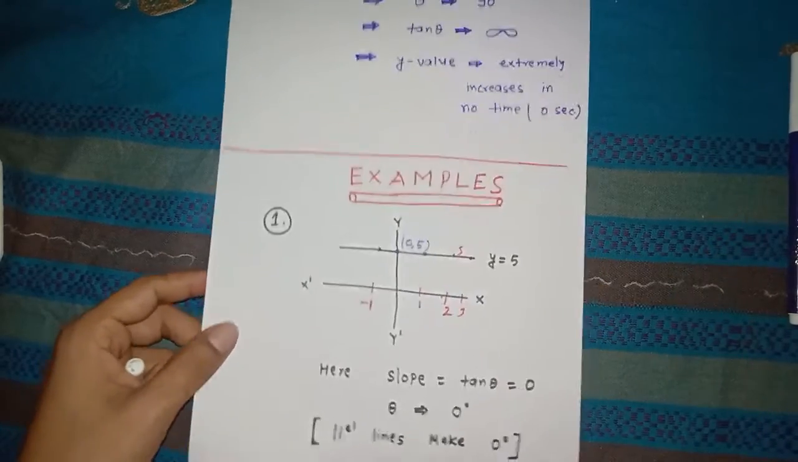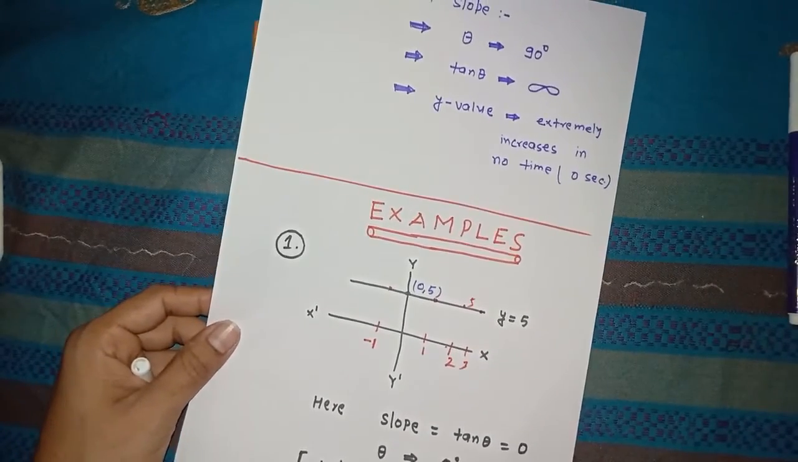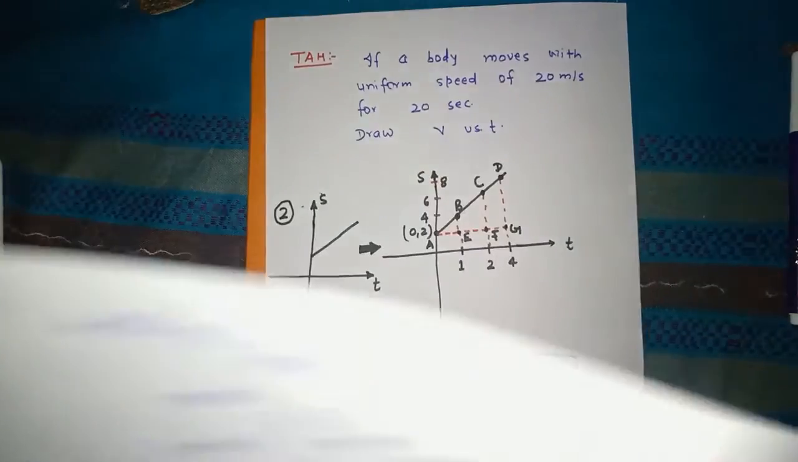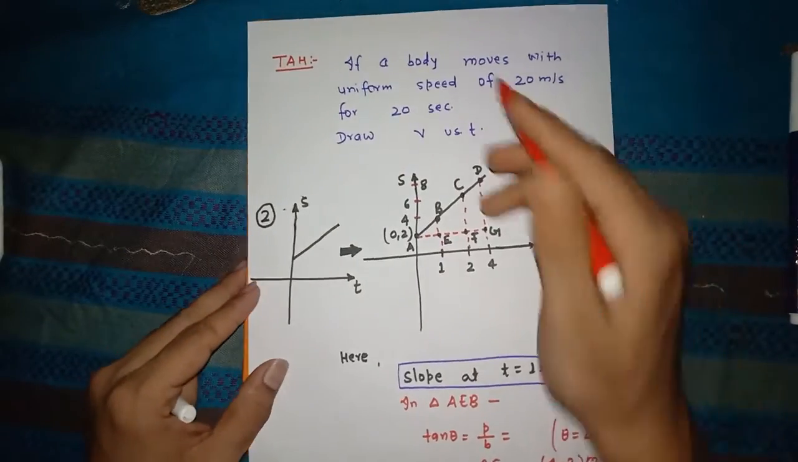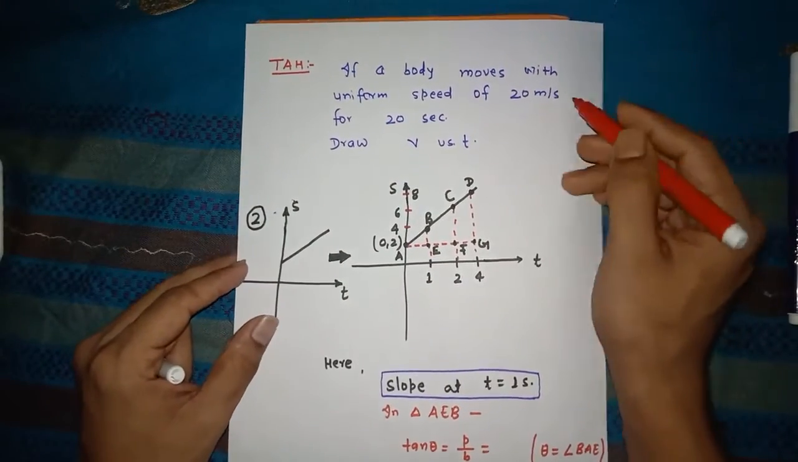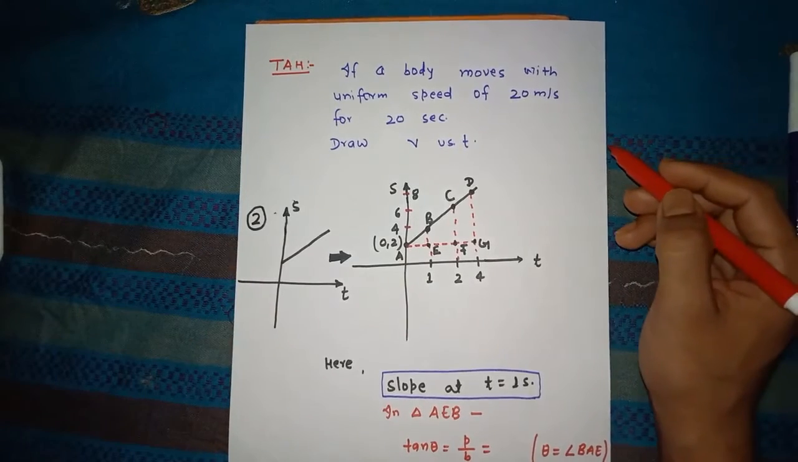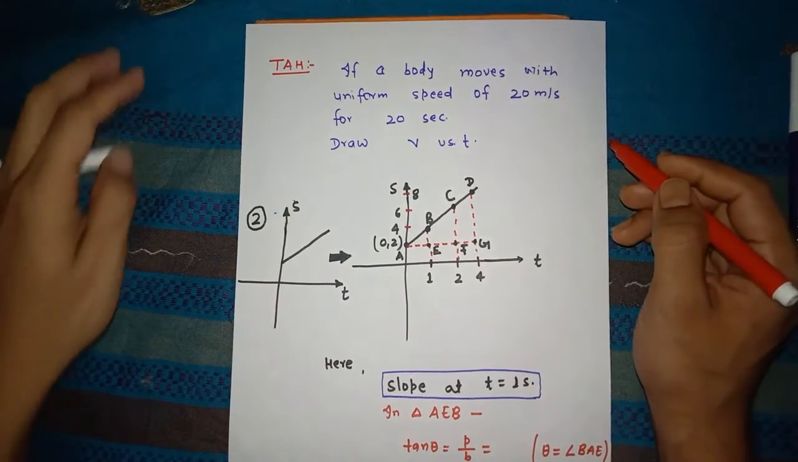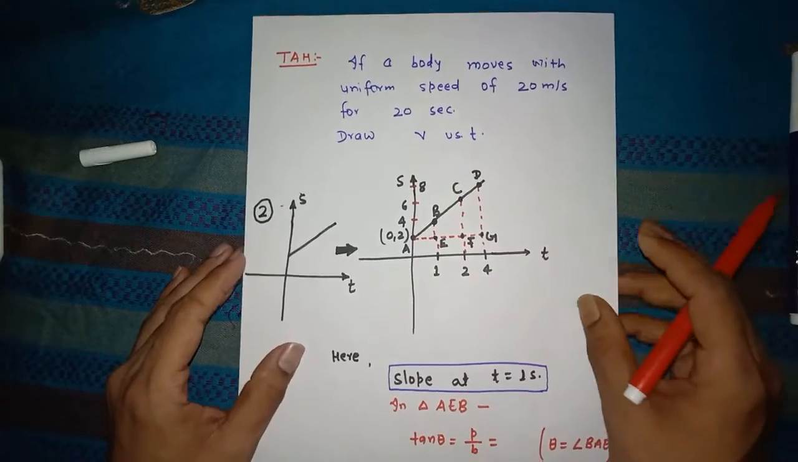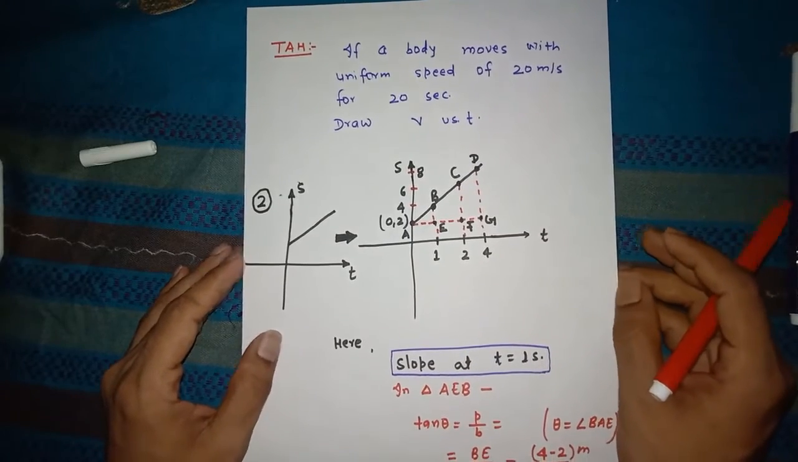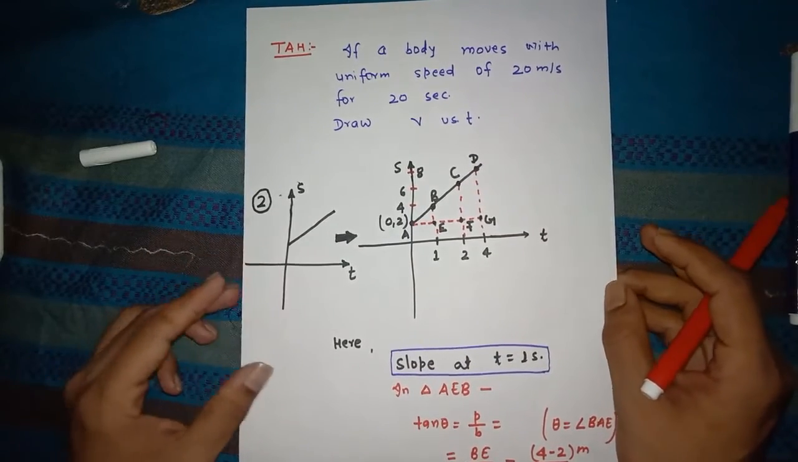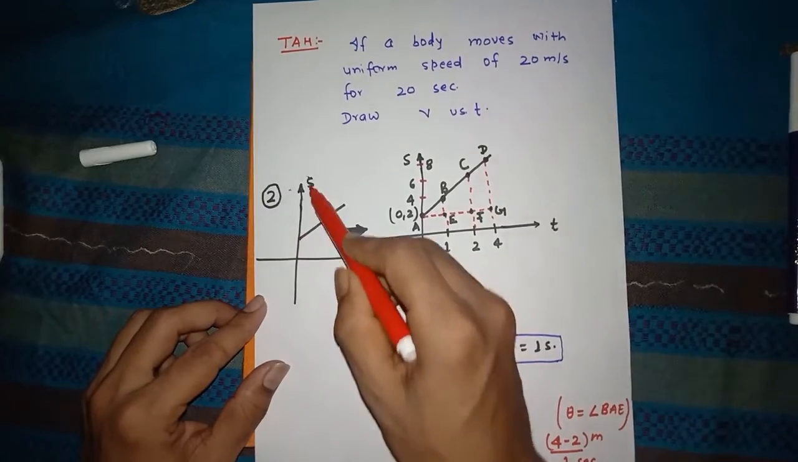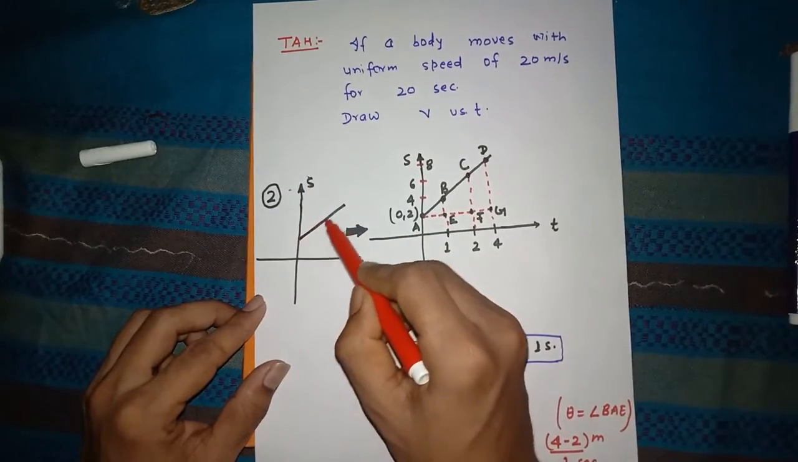Now I am giving you a problem to grasp the idea. If a body moves with a uniform speed of 20 meters per second for 20 seconds, how can you draw the graph of speed versus time? You have to draw it. Now I have taken another case in the graph: s versus t, and the graph is like this.